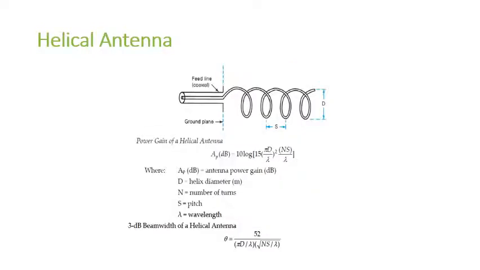Here we'll see some of the design parameters of the helical antenna. Now let's just take the helical antenna. The power gain of the helical antenna in decibel is equal to 10 log of 15 pi d by lambda the whole square n into s divided by lambda, where AP is the antenna power gain, d is the helix diameter, n is the number of turns, s is the pitch, lambda the wavelength. The 3 dB bandwidth of the helical antenna, that is theta, is equal to 52 divided by pi d divided by lambda into square root of ns by lambda.